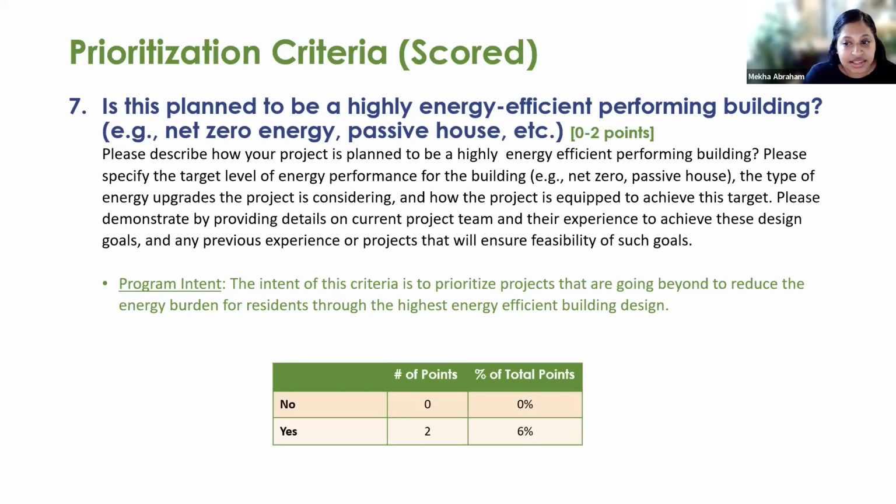Criteria number 7 asks if this project is planned to be a highly energy efficient performing building, such as net zero energy or passive house design. This is also a yes or no response, with yes responses eligible for 2 points. Applicants who respond yes will need to describe how the project is planned to be high energy efficiency performing, such as meeting net zero or passive house certification levels, if that's being pursued, or detailing the type of energy upgrade the project is considering. The intent of this criteria is to prioritize projects that are going beyond to reduce the energy burden for residents by considering the highest energy efficiency building design.